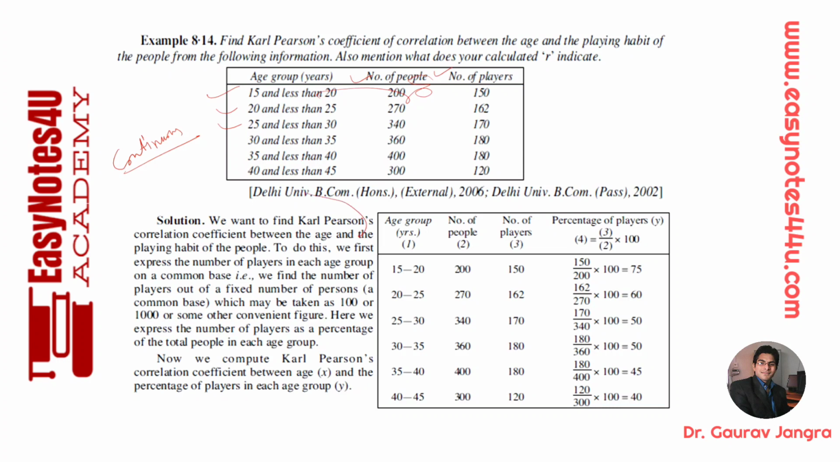तो playing habits पूछ रखा है इन्होंने कि playing habits of the people from the following information. Also mention what R indicates. So first of all we have to define the interval class. After that number of persons is given 200, 270, 340 and number of players. So we have to calculate the proportion कि how much percentage of players out of that. So how you can calculate: 150 divided by 200 multiplied by 100 is 75, 162 divided by 270 multiplied by 100 is 60. So you can calculate and it will be the value of y. So y हम यहाँ से calculate कर सकते हैं.